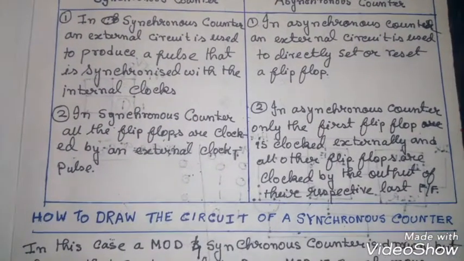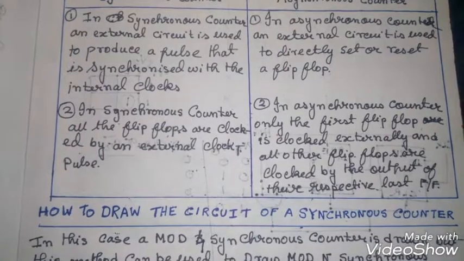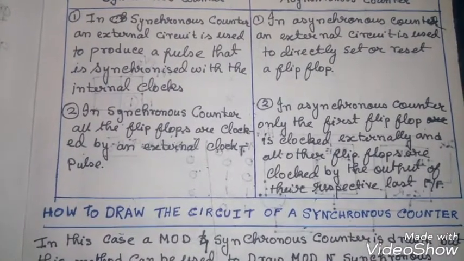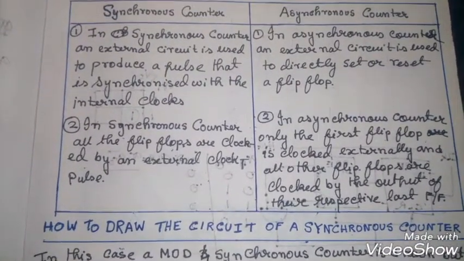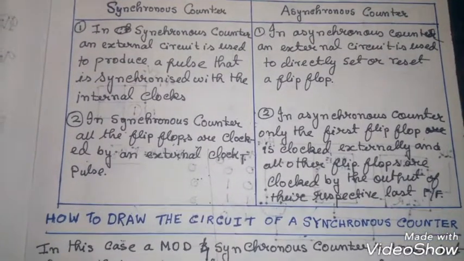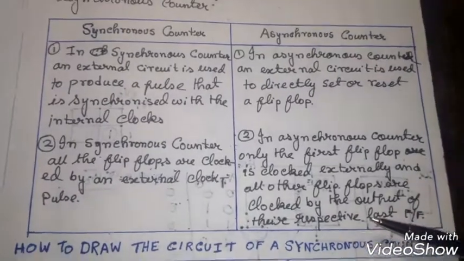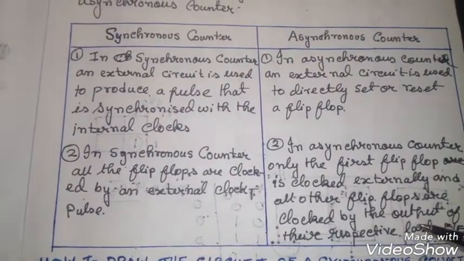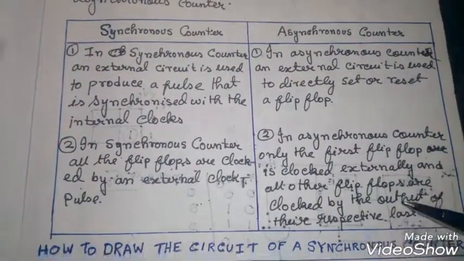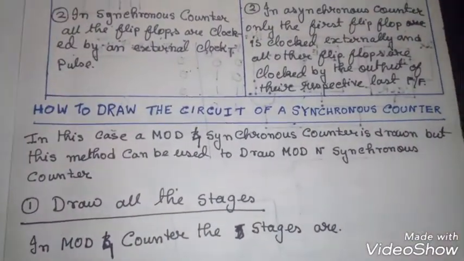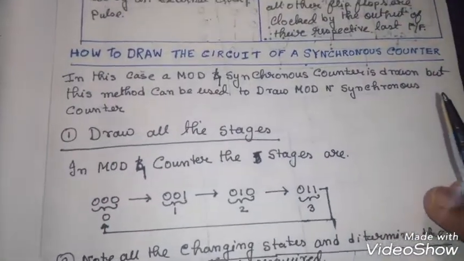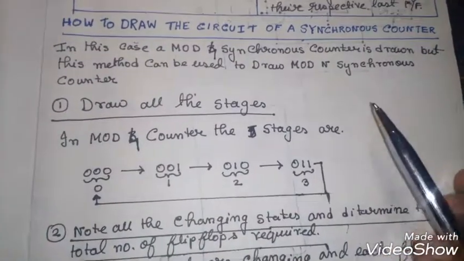But in the case of an asynchronous counter, only the first flip-flop is clocked externally and that becomes our LSB, and all other flip-flops are clocked by the output of their respective previous flip-flop. You will understand this more clearly when you see my video on asynchronous counters. Now the question is how to draw the circuit diagram of a synchronous counter.